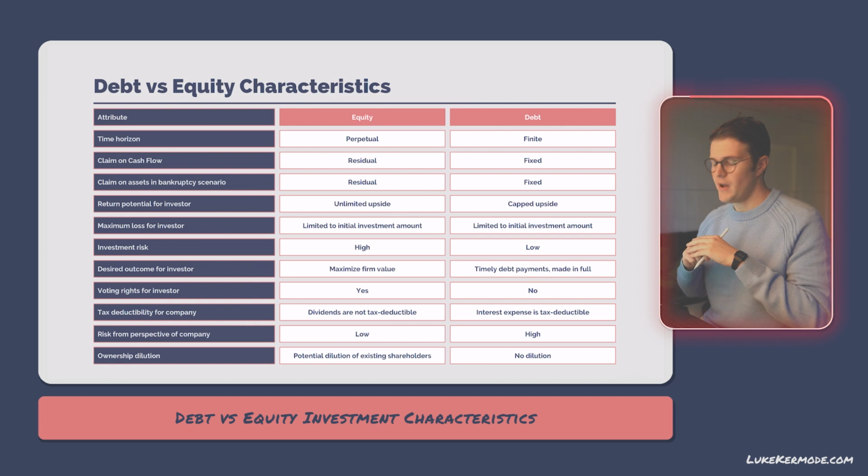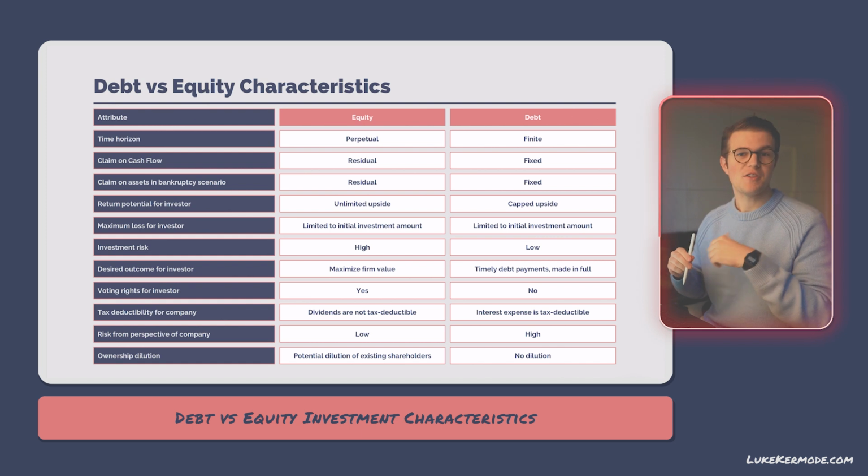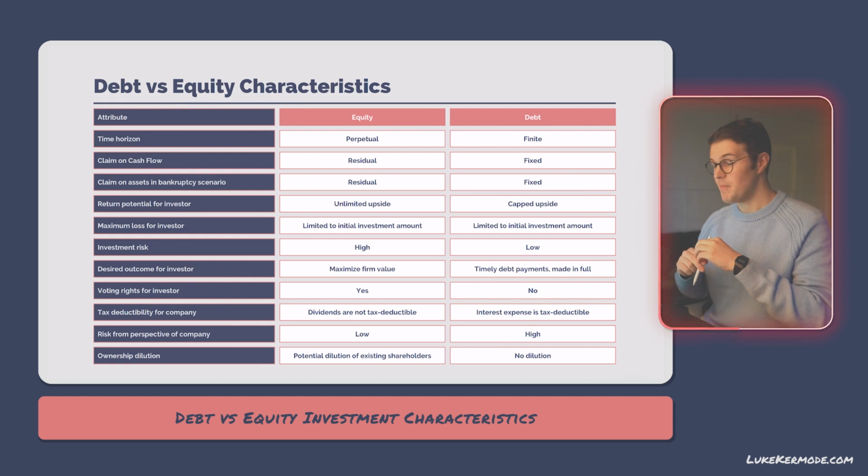So time horizon. So equity is a perpetual instrument. So when you issue equity as a company, you're effectively issuing the capital forever. There's no promise of capital repayment to the shareholder. There's no fixed date when you need to repay that equity capital by. It's effectively in place forever.